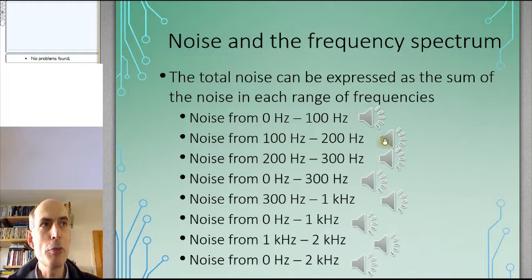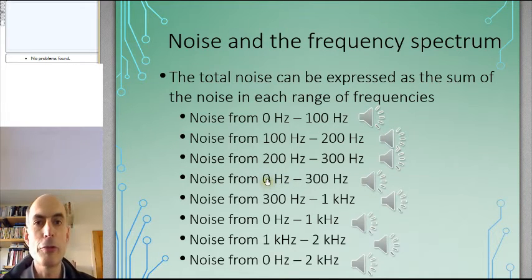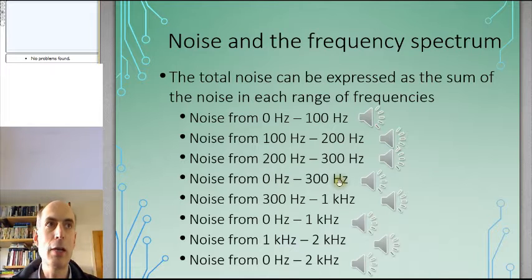And if I add up those three signals, then the result sounds like this. And it's the noise that I would hear if I put it through a filter that allowed through all frequencies between 0 Hertz and 300 Hertz and eliminated everything above 300 Hertz. Well, the noise that would get through a bandpass filter that let through frequencies between 300 and 1 kHz would sound like this.